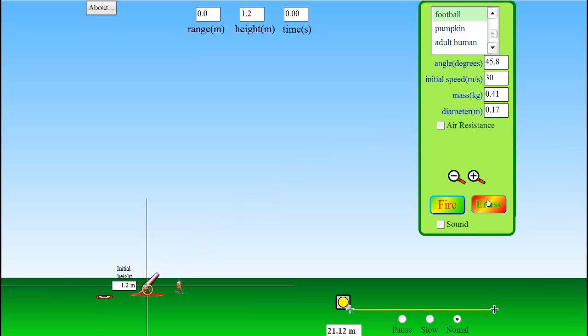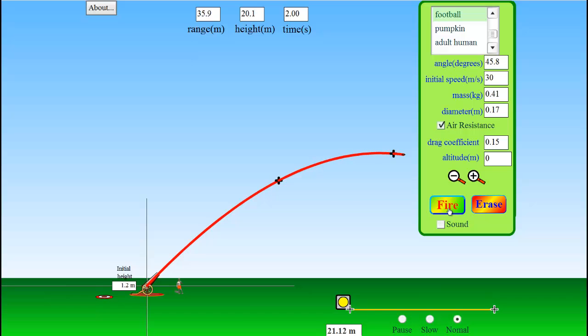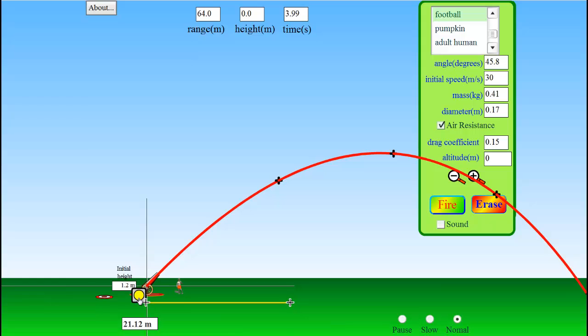That was with no air resistance. I meant to do it with air resistance, so let me fire it again. So let's measure how far that football went when it was fired with an initial speed of 30 meters a second. It went about 65 meters.